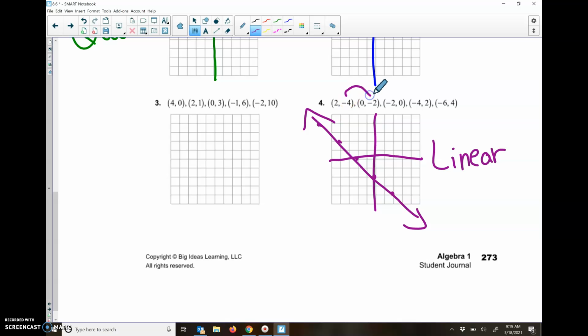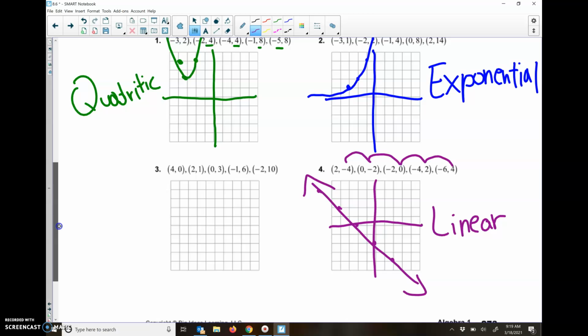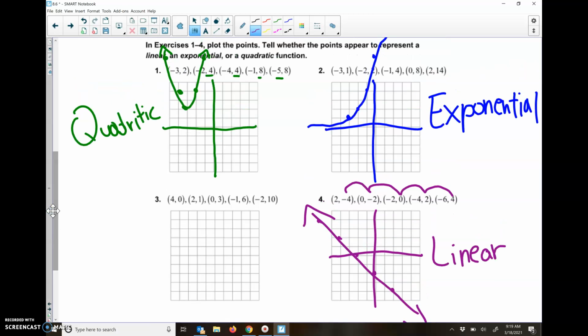Negative 4 plus 2 is negative 2. Negative 2 plus 2 is 0. 0 plus 2 is 2. 2 plus 2 is 4. So we can kind of see the pattern there. So if you can see the pattern without having to graph it, great. Otherwise, the slow way to do these problems is to graph it.